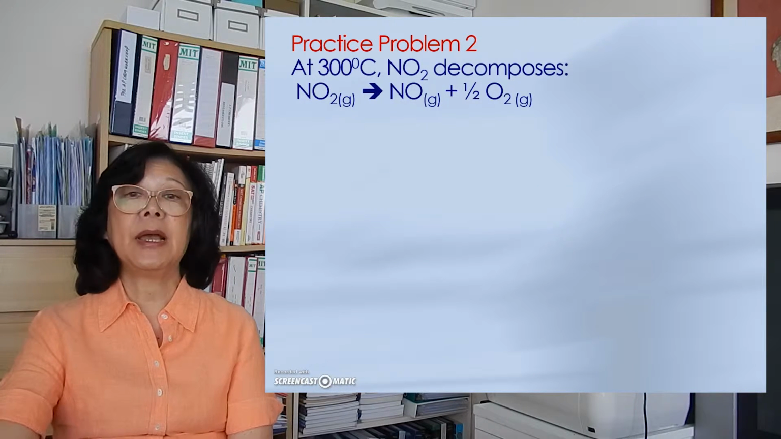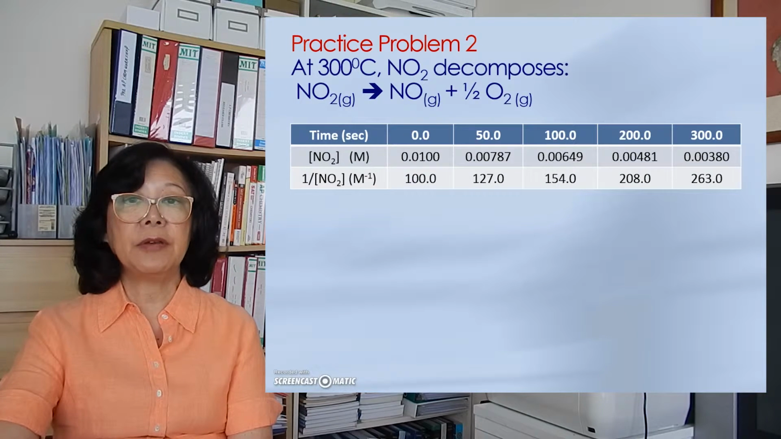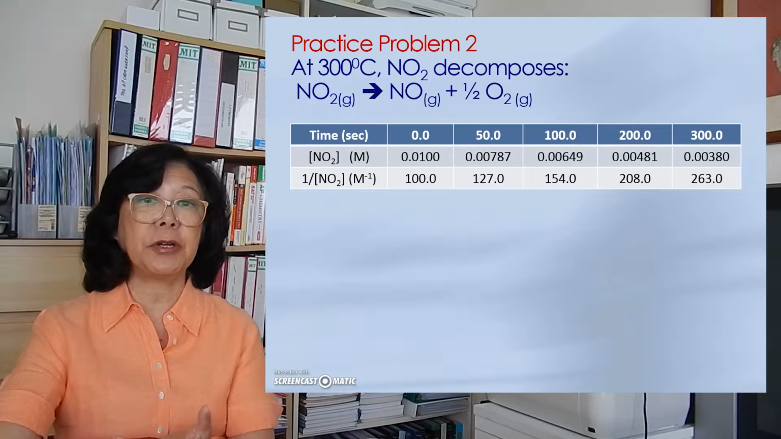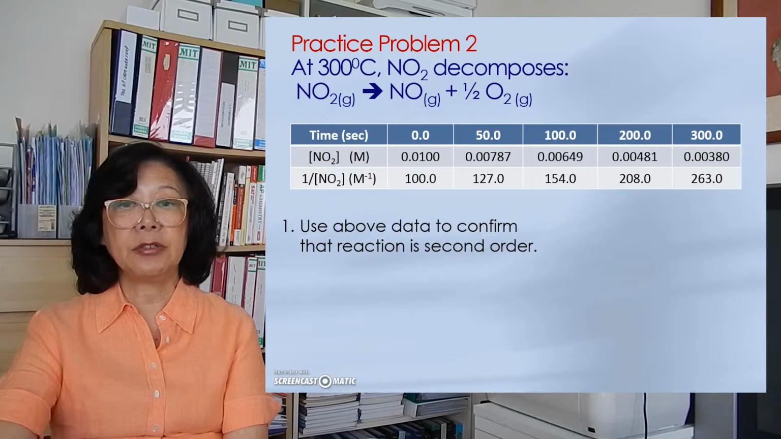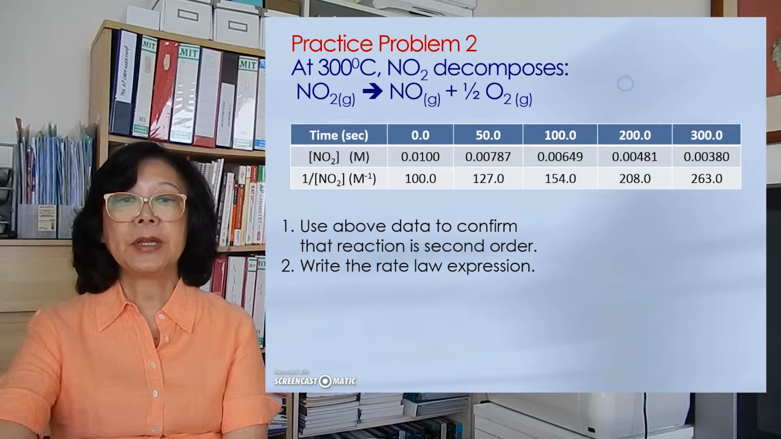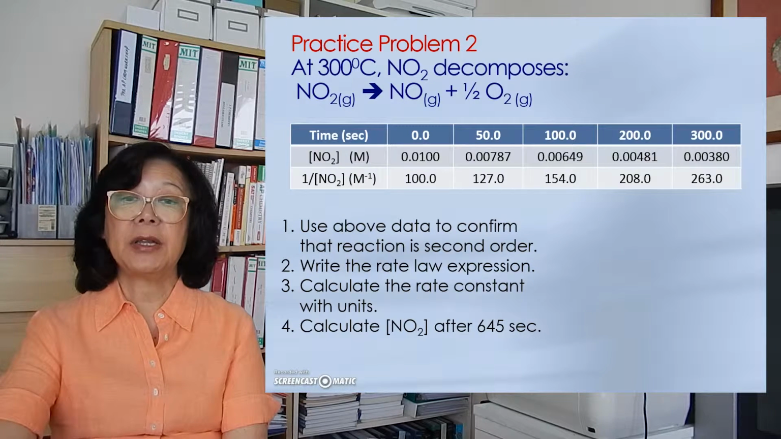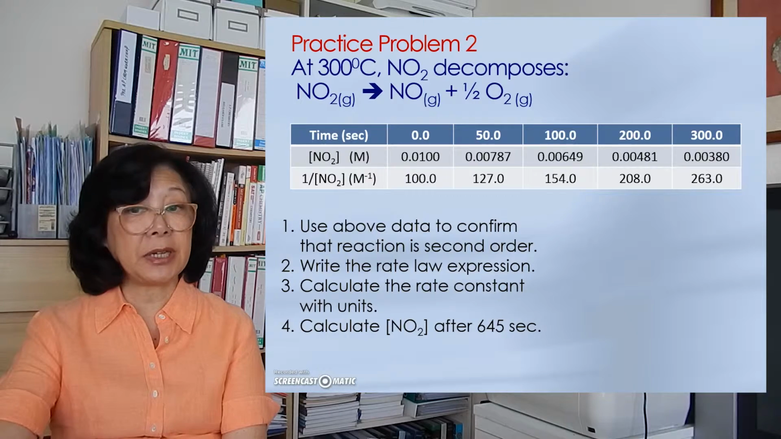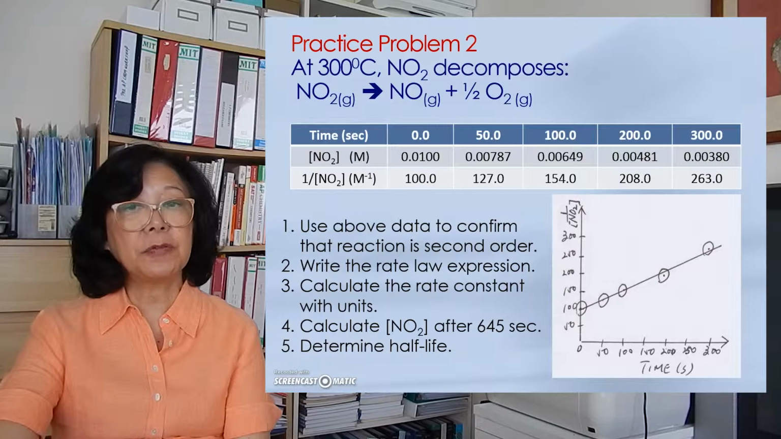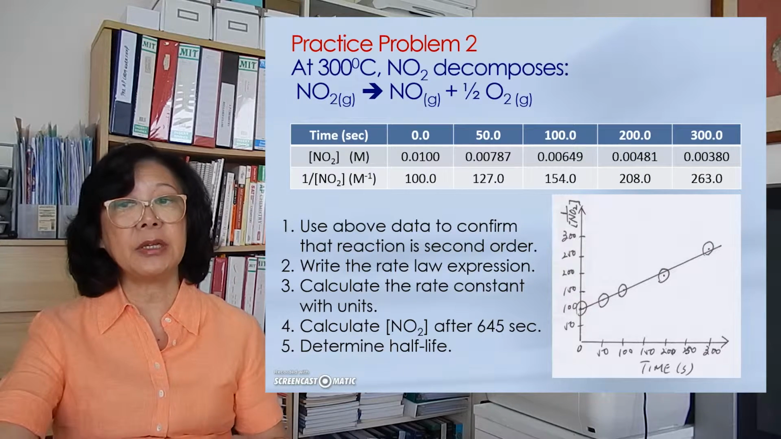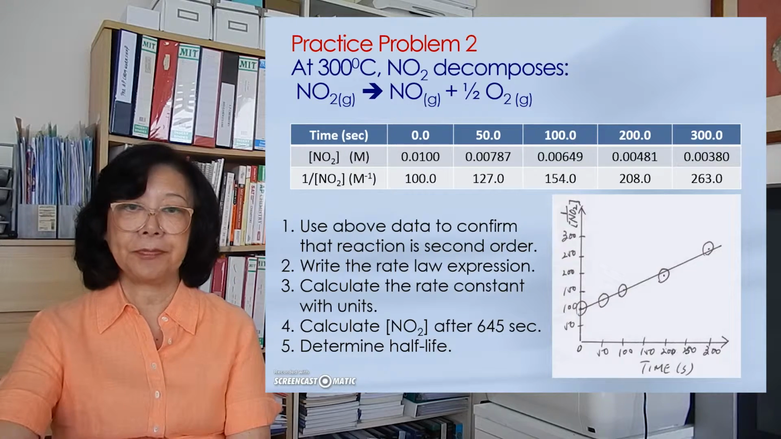Practice problem number 2. NO2 decomposes at 300 degrees into NO and half a mole of O2. Now, given this data, which I have taken the liberty of converting into 1 over the concentration of NO2 and generated some numbers, use the data to confirm it is second order, write the rate law expression, calculate the rate constant with units, find the concentration of NO2 after 645 seconds, and determine the half-life. So here's the plot of 1 over concentration of NO2 versus time, resulting in a straight line with a positive slope going upward, a proof that it is second order.